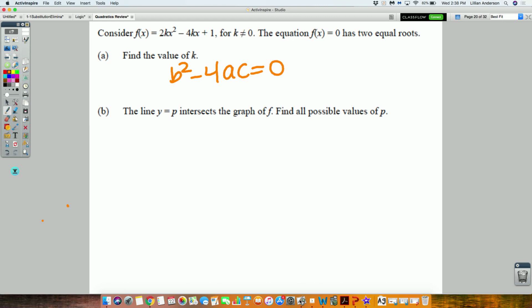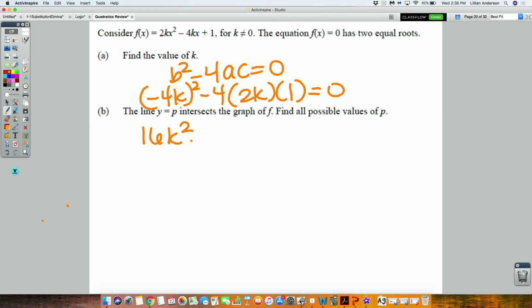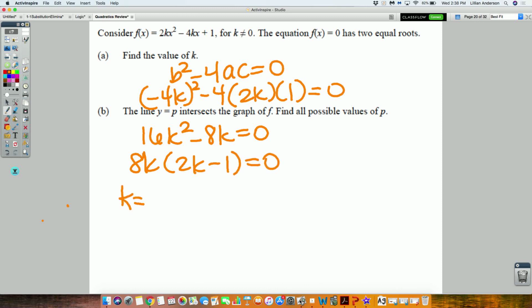If it was greater than 0, that means it would be 2 distinct roots. What's b? Negative 4k. So I square that. What's a? 2k. And c? 1. So when I work this out, it's going to give me 16k squared minus 8k equals 0. So I have to what? Factor out 8k, and then solve. k equals what? And k equals 1/2.